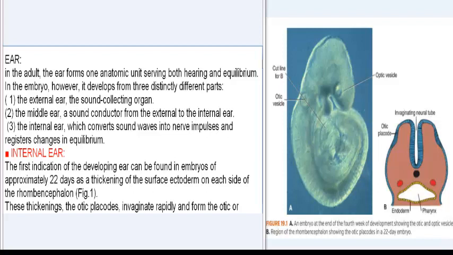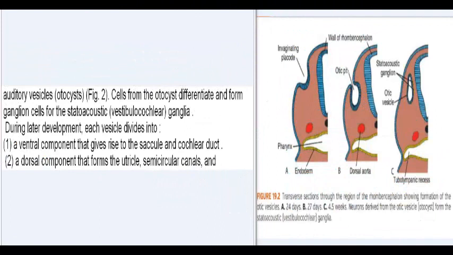Internal ear. The first indication of the developing ear can be found in embryos of approximately 22 days as a thickening of the surface ectoderm on each side of the rhombencephalon, Fig. 1. These thickenings, the otic placodes, invaginate rapidly and form the otic or auditory vesicles, otocysts, Fig. 2. Cells from the otocyst differentiate and form ganglion cells for the statoacoustic, vestibulocochlear, ganglia.